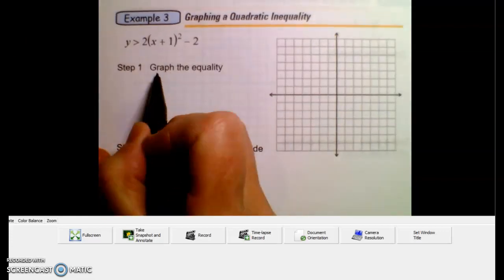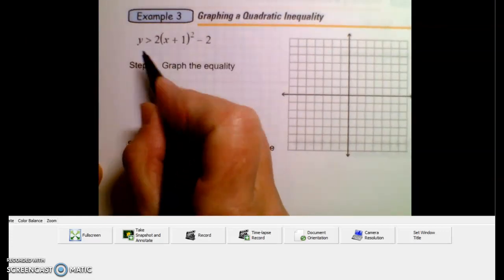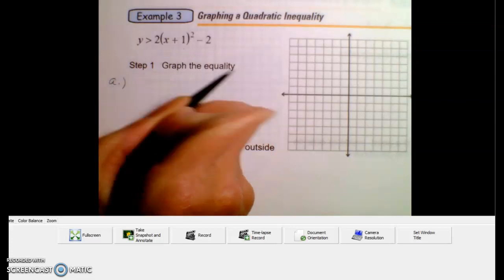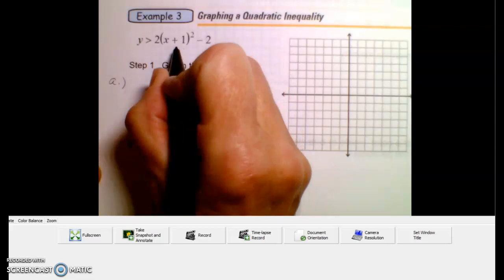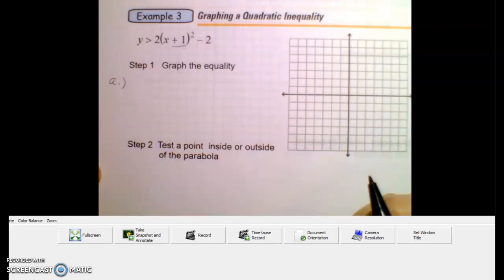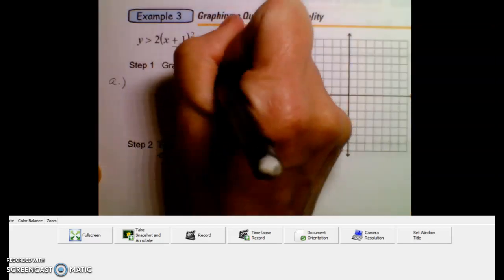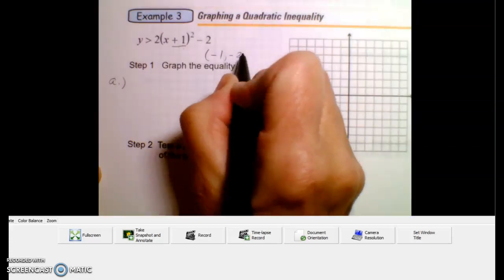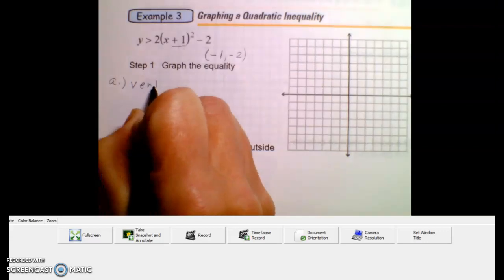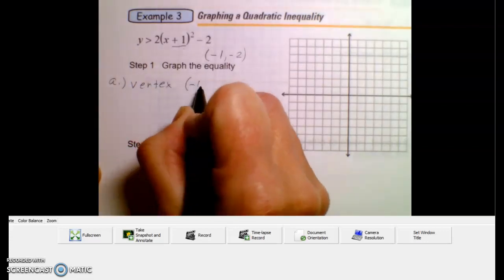Okay, so again, the first step of graphing this is actually pretty easy. It is, again, in vertex form. So I can pull the vertex out very easily. It's the opposite of what's inside the parentheses. So my vertex is -1. And it's the same what's on the outside. Okay, so I'm going to write it down here so I just have it and I can see -1, -2.